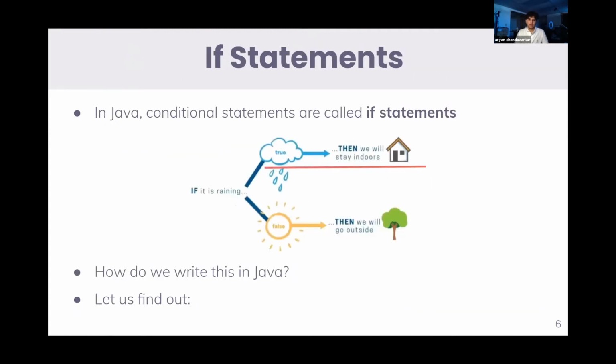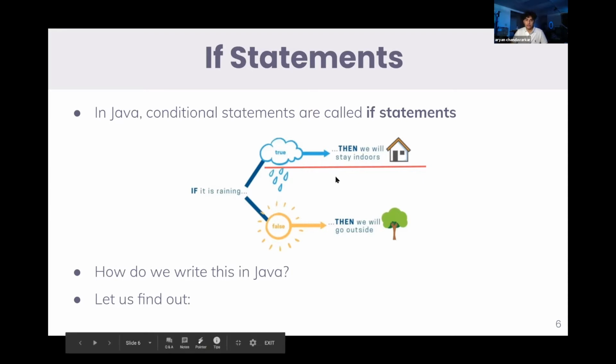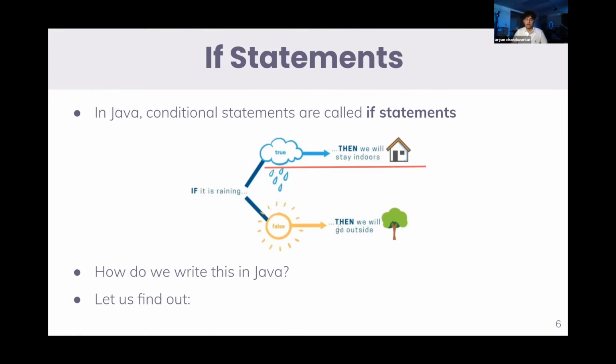So in Java, we have three types of conditional statements. And the first type of conditional statement is called an if statement. And you can get the if statement from the beginning, if, of a conditional statement. So in this image we have here, if it is raining, if that is true, then we're going to stay inside. If it is raining is false, then we will go outside.